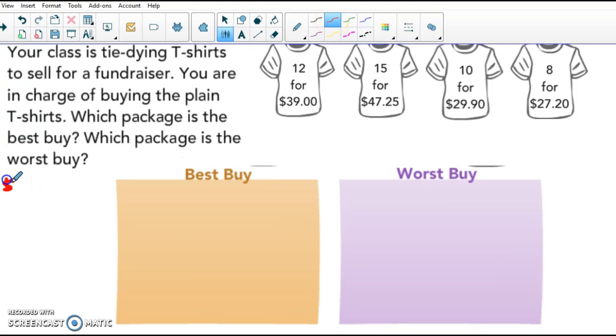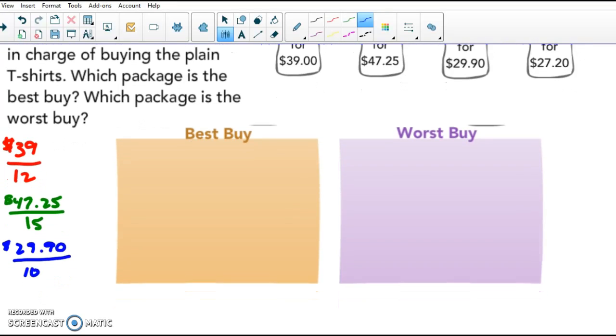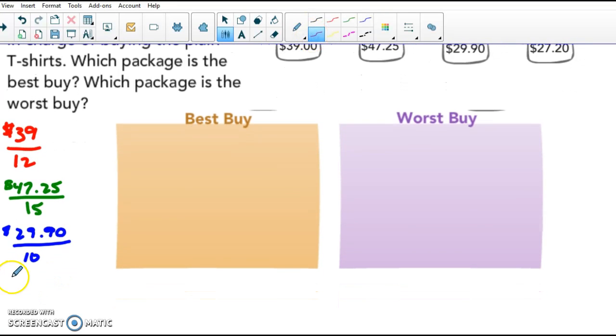So let's start with $39 for 12 shirts. We're also going to look at $47.25 for 15. We're going to look at $29.90 per 10, and then $27.20 per 8. So we're going to take all of these and turn them into unit rates.